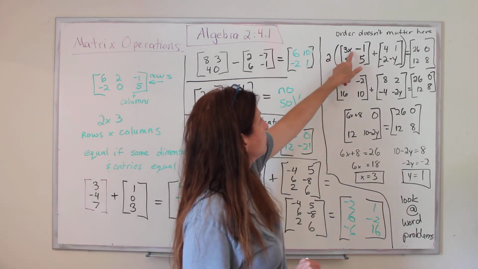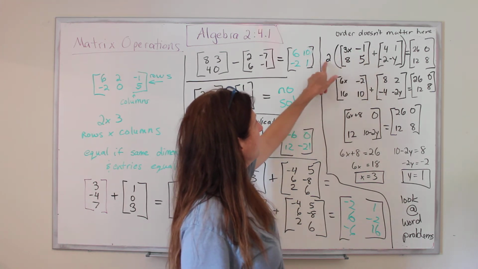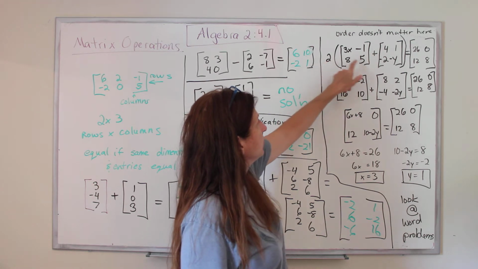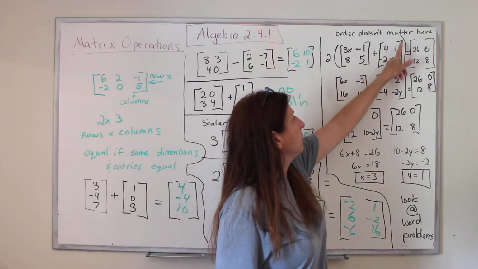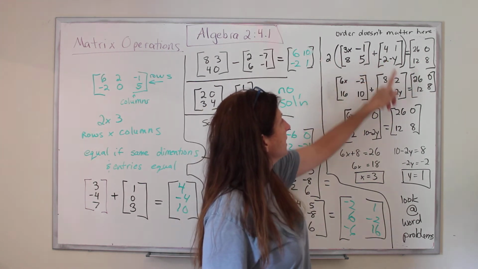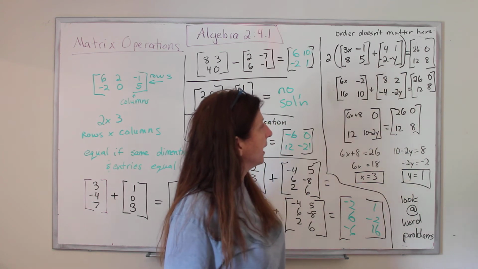So 2 times 3x is 6x. 2 times negative 1 is negative 2. 2 times 8 is 16, and 2 times 5 is 10. 2 times 4 is 8. 2 times 1 is 2. 2 times negative 2 is negative 4. And 2 times negative y is negative 2y.